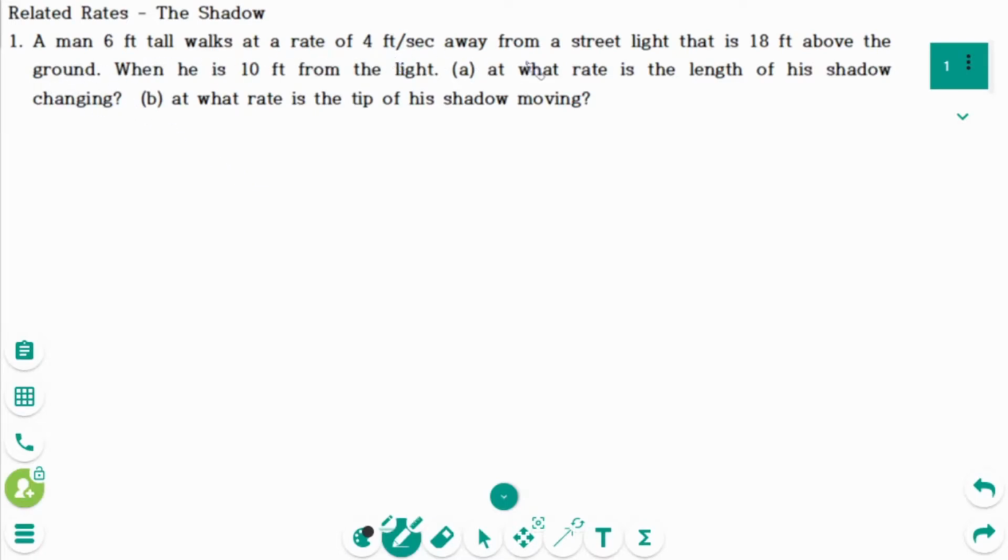This video will cover questions regarding the topic of related rates, the shadow. Question 1.